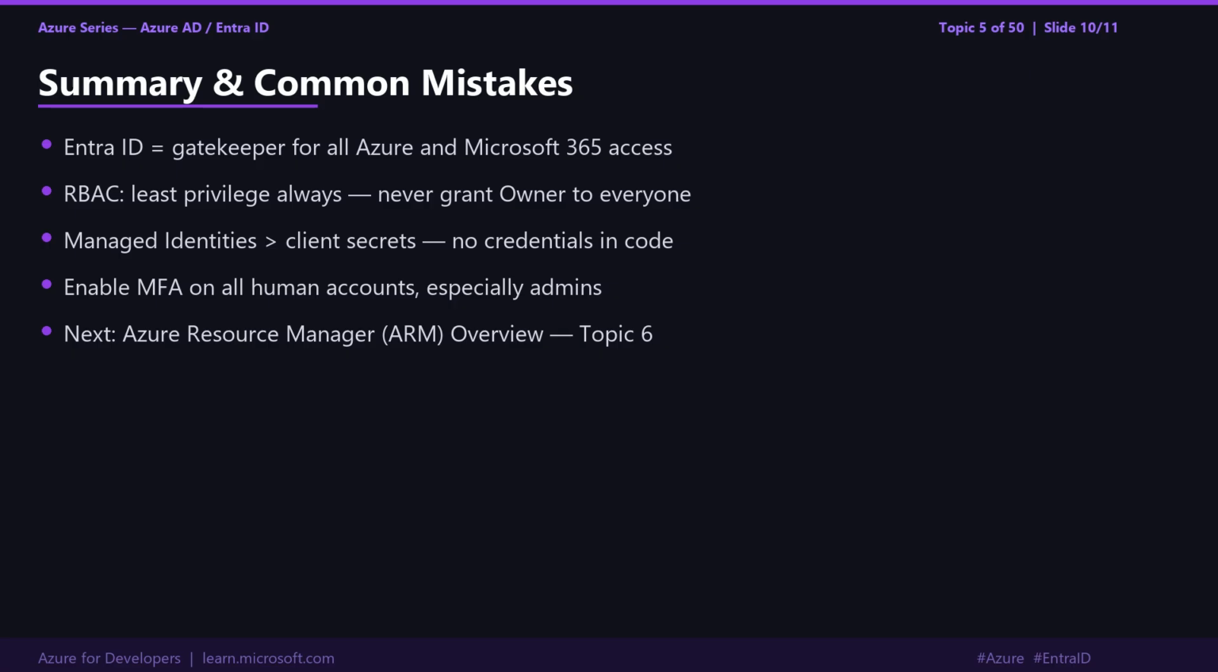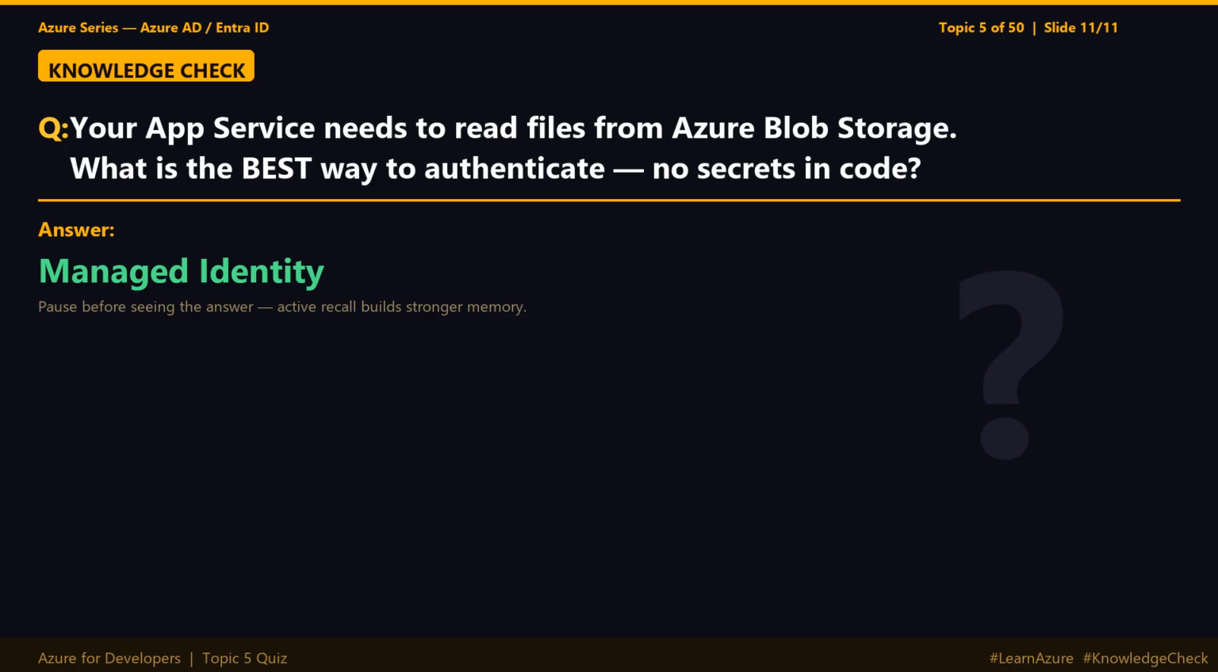Second, storing client secrets in source code or configuration files. Use managed identities instead. If you absolutely must use a client secret, store it in Azure Key Vault, never in a repository. Third, not enabling MFA. If your Azure admin accounts do not have MFA, your entire cloud infrastructure is one phishing email away from being compromised. Fourth, confusing Entra ID with on-premises Active Directory. They share a name but are different products with different protocols and use cases.